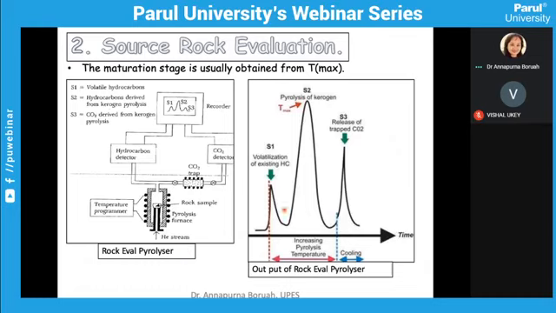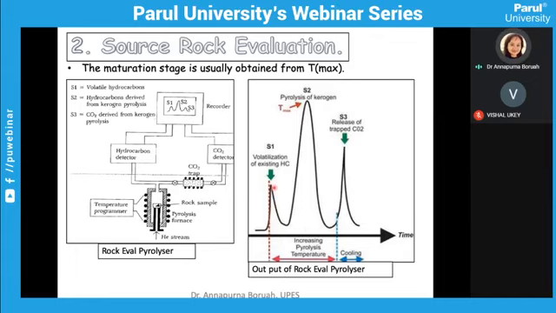So here, this is the output of Rock-Eval pyrolysis. In the first image, you can see the schematic diagram of the Rock-Eval pyrolyzer. Here you have to put the samples, and the hydrocarbon detector is here. As you apply increased temperature, the temperature will increase 6 degrees Celsius per minute, and with that the shale will start releasing some gases.